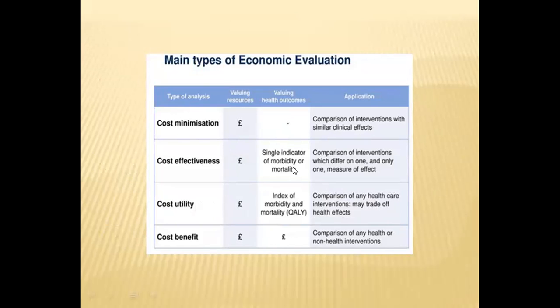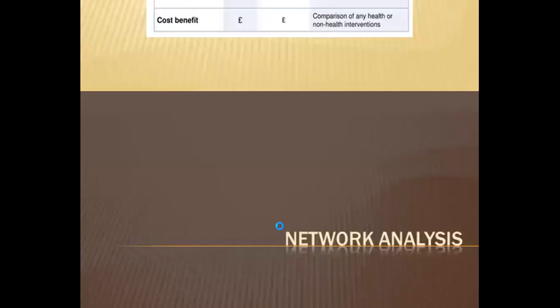In cost effectiveness, costs are valued in dollars and the outcome is in the form of health units. In cost utility, the outcome is in the form of DALYs or QALYs. In cost benefit, the outcome is in monetary terms, or dollars.